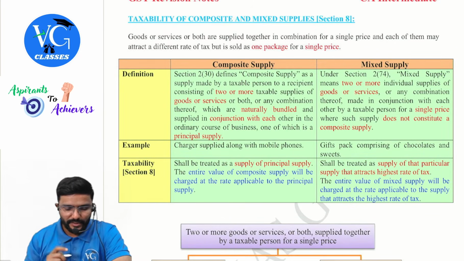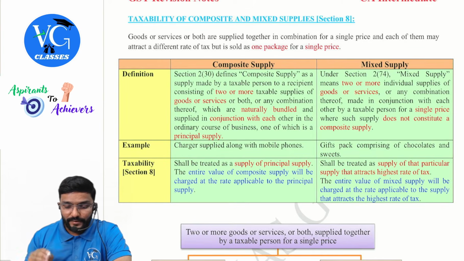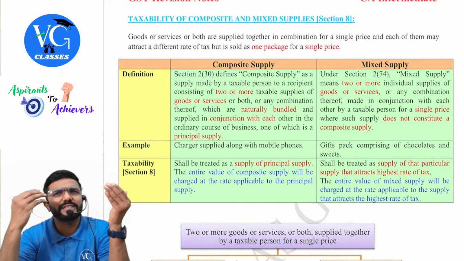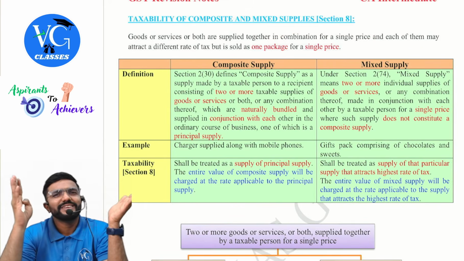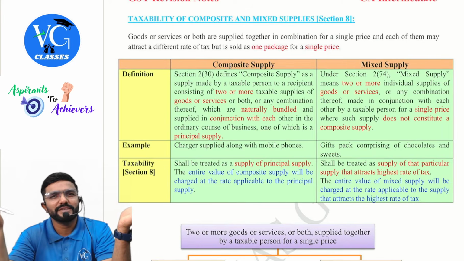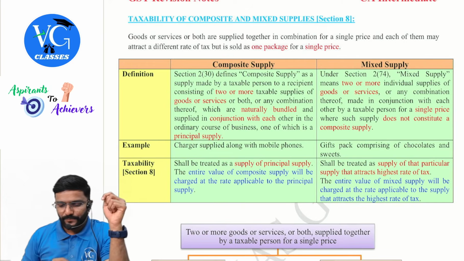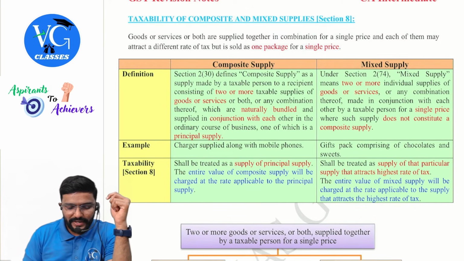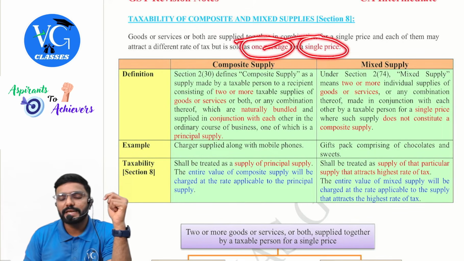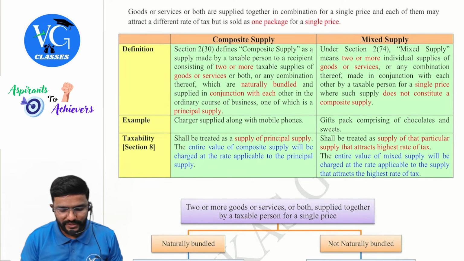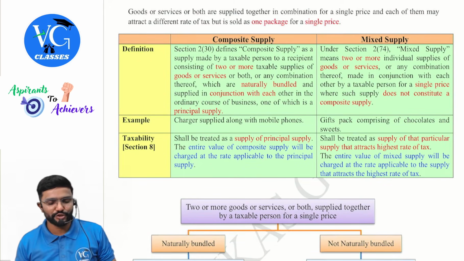Taxability of composite and mixed supply. Goods or services or both are supplied together in combination for a single price. This is a key thing here. Sir, what if a separate price is charged for each good? Then don't worry about composite or mixed; apply the respective rate for each good or service. Each of them may attract a different rate of tax, but it is sold as one package for a single price. First, let us understand the definition.